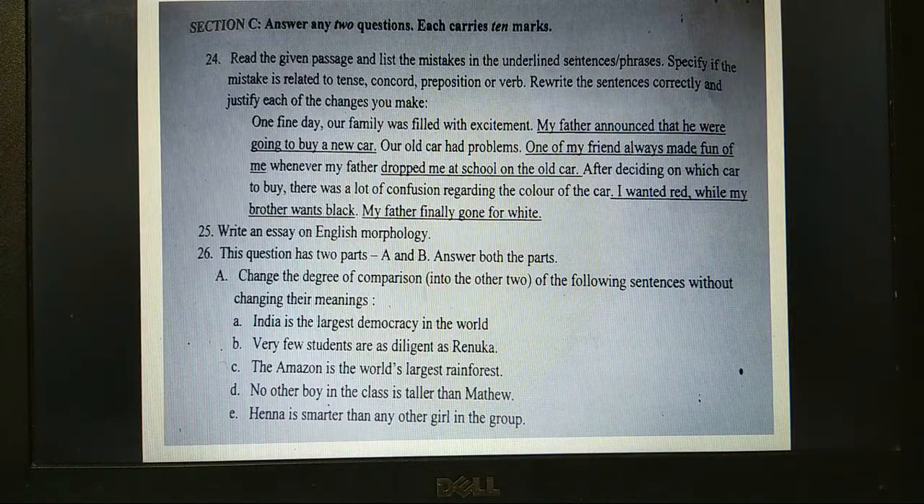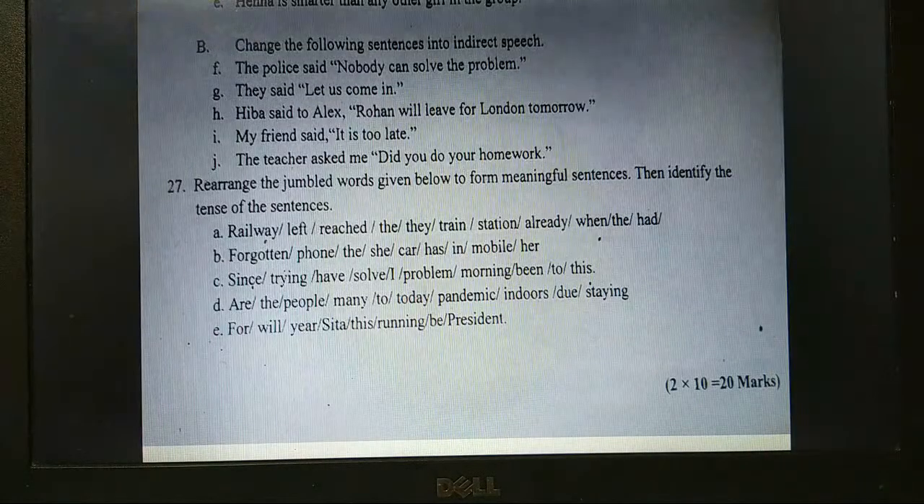Now, the superlative. The superlative is Hannah is the smartest girl in the group. Okay, now we have to look at Section B. Section B is change the following sentences into indirect speech. Very important.